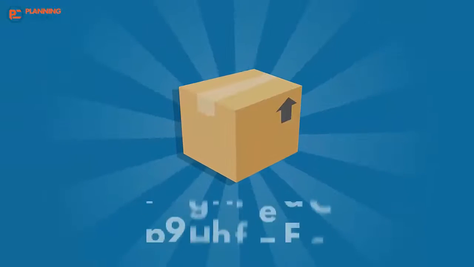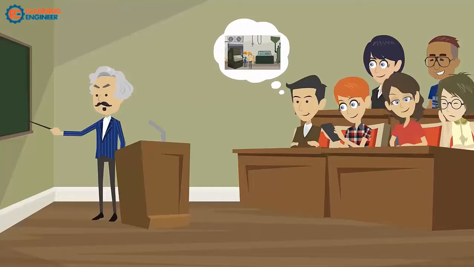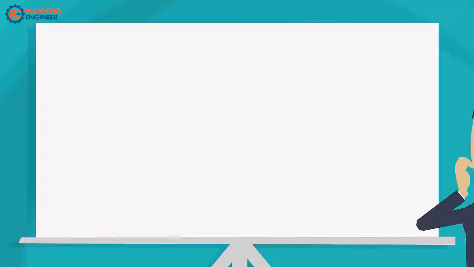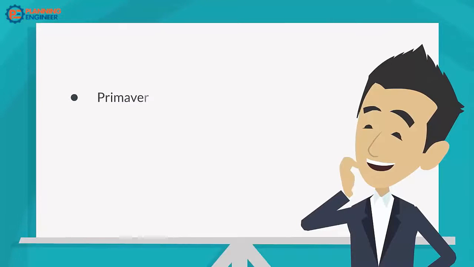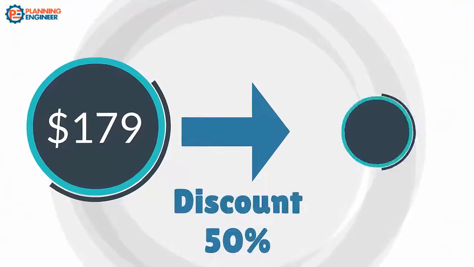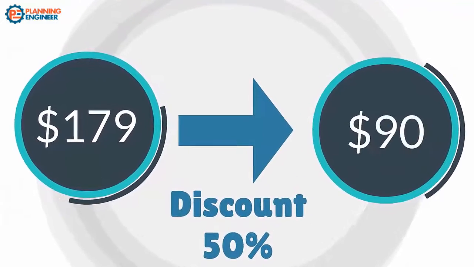Package 3 for students. If you're searching for a professional and practical Primavera basics course in project management, Package 3 contents: Primavera and Excel for Planning Engineer Level 1, and English Language and Business Writing. Only $90 instead of $179 with 50% discount.